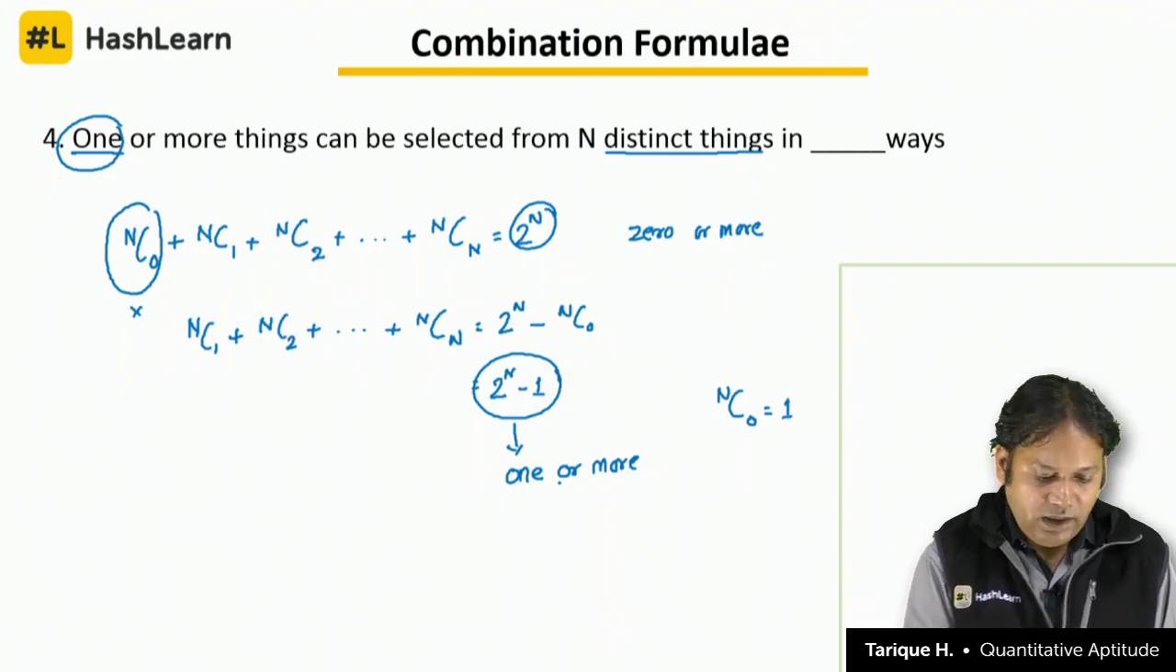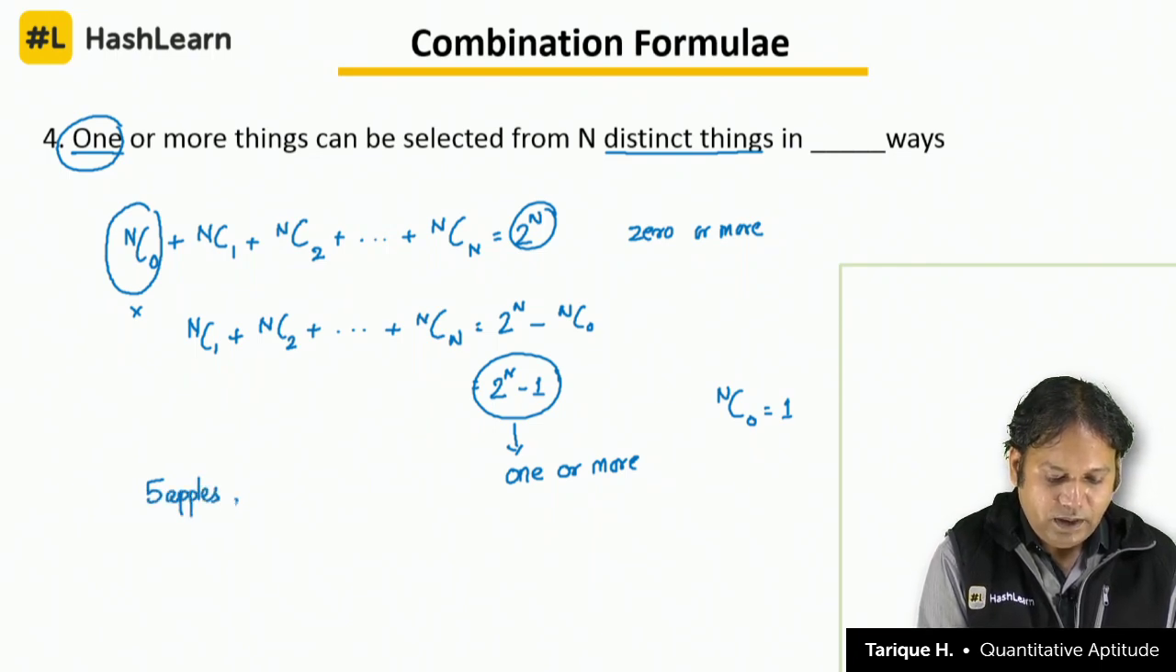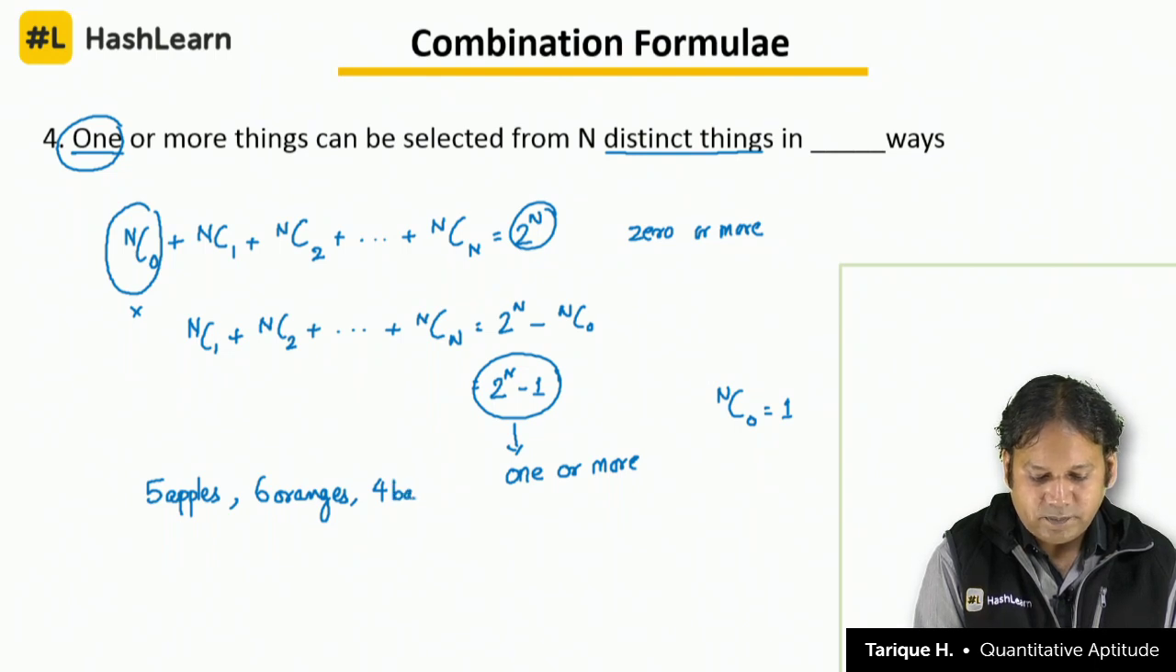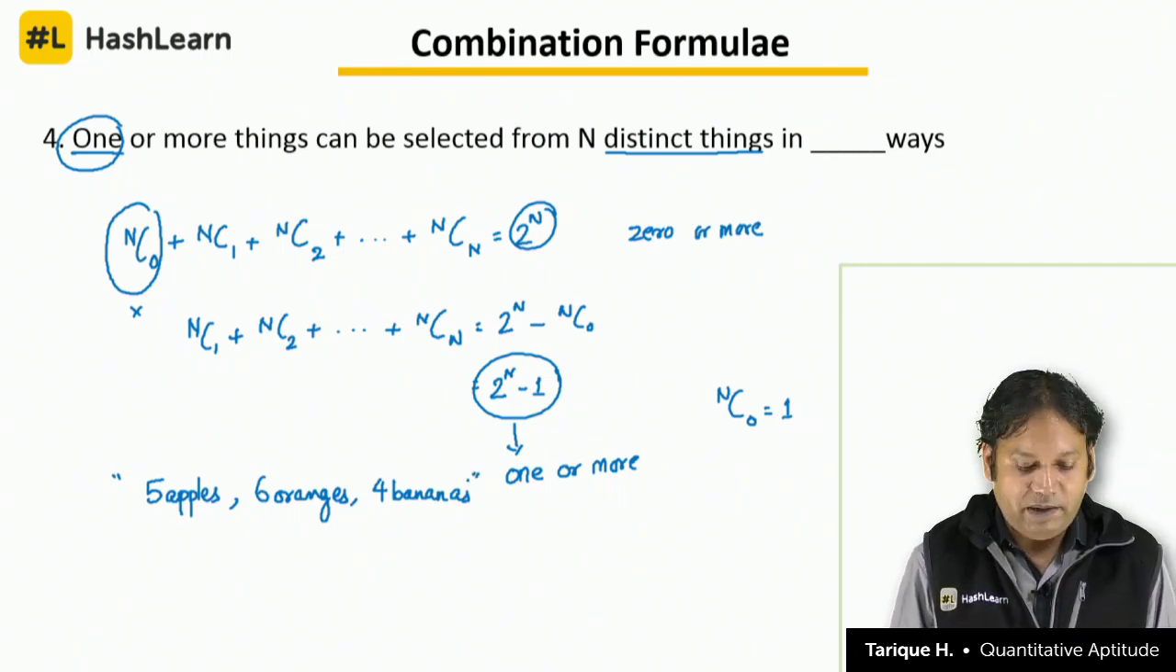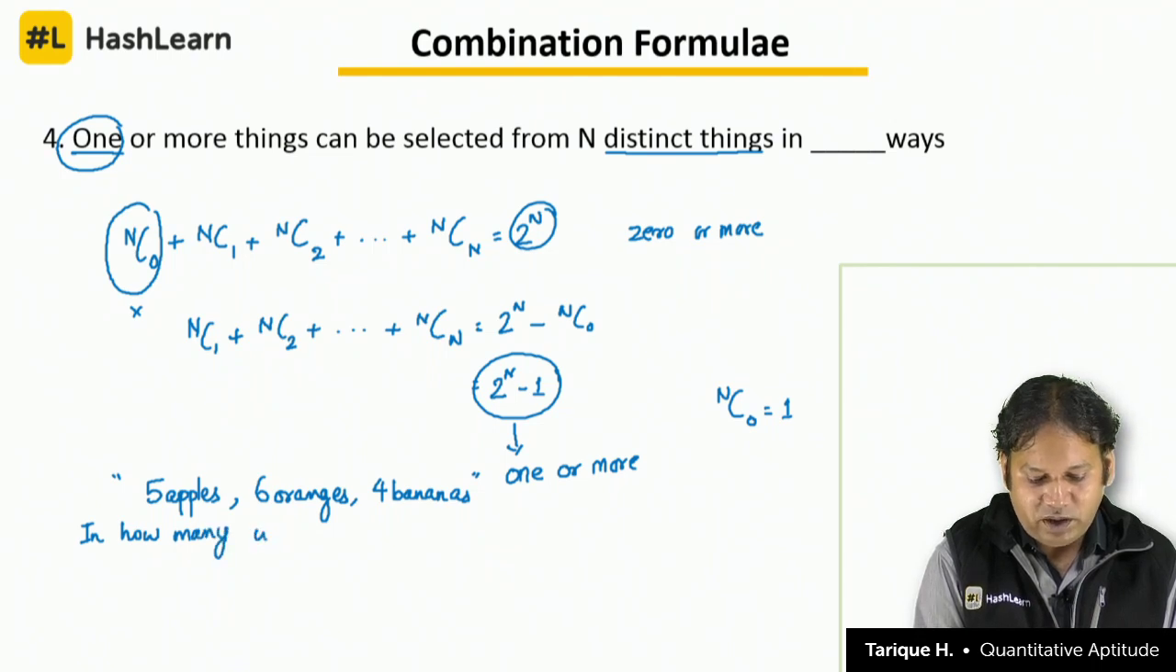Clear? Let's say there is a basket which contains 5 apples, 6 oranges and 4 bananas. If the question does not say anything, fruits have to be taken to be distinct. The basket which contains 5 apples, 6 oranges and 4 bananas. In how many ways you can pick some fruits?